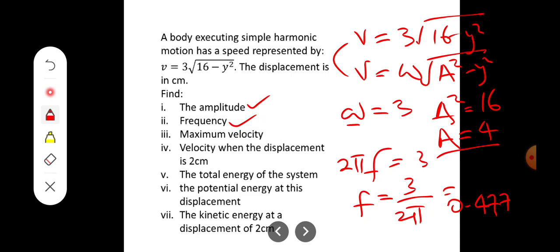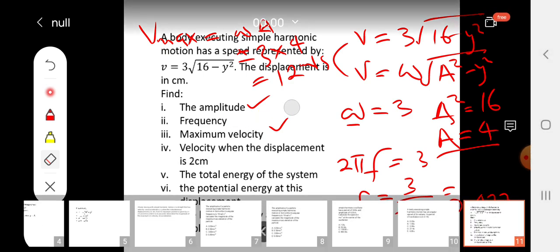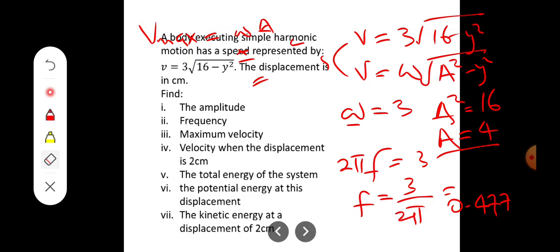Now the next is we should find the maximum velocity. Now what is maximum velocity? We know that maximum velocity Vmax is equal to omega A. So your omega here is already 3 multiplied by your A, which is 4. So maximum velocity will give us 12. So that's 12 meters per second if it is in meters. Okay, beautiful. So frequency is 0.477. Now let's clean up so that we can answer other questions.